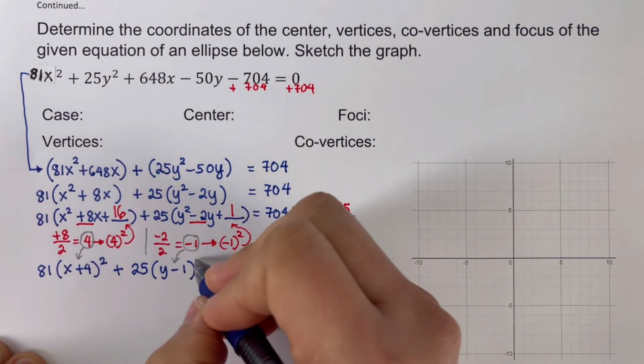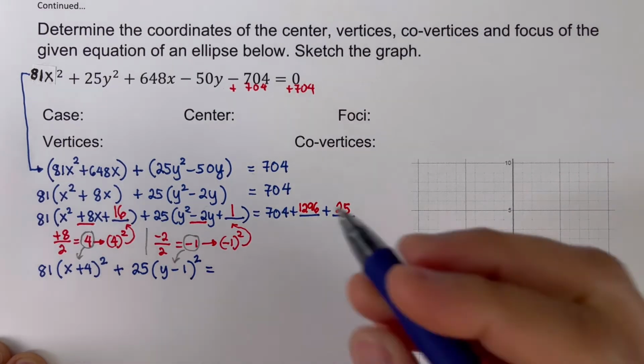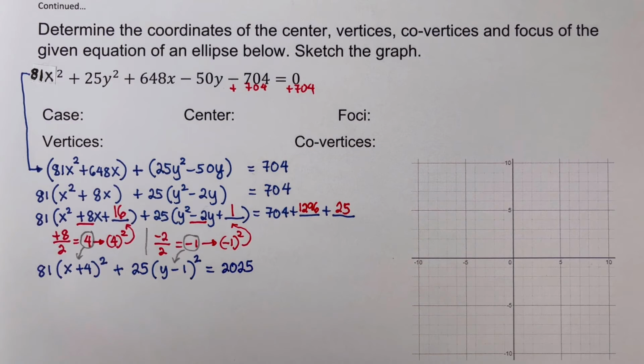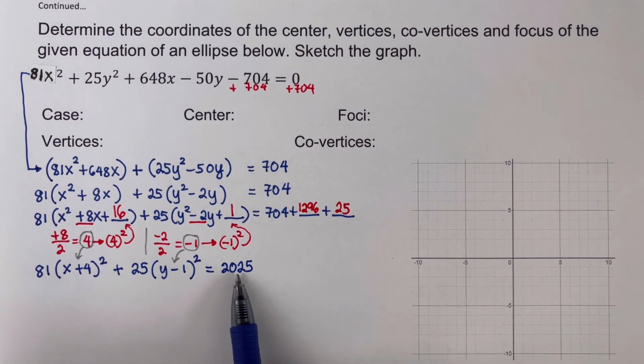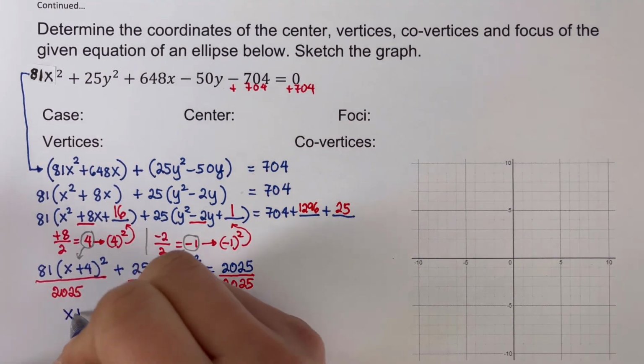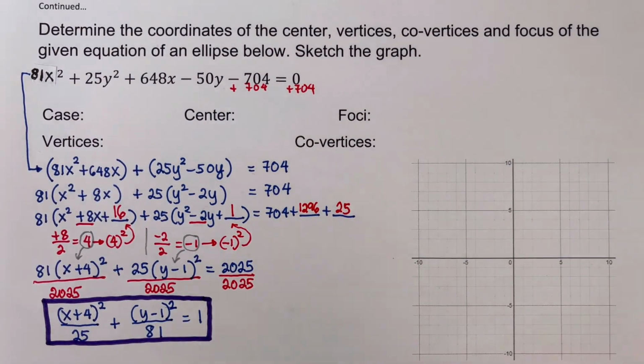And then this is squared, and that is equal to, if we add all of these, this will come out 2025. So we are going to divide 2025 to both sides of the equation so that we can come up with 1 on the right side, and the equation would come out. So this is the standard equation for this general equation of the ellipse.